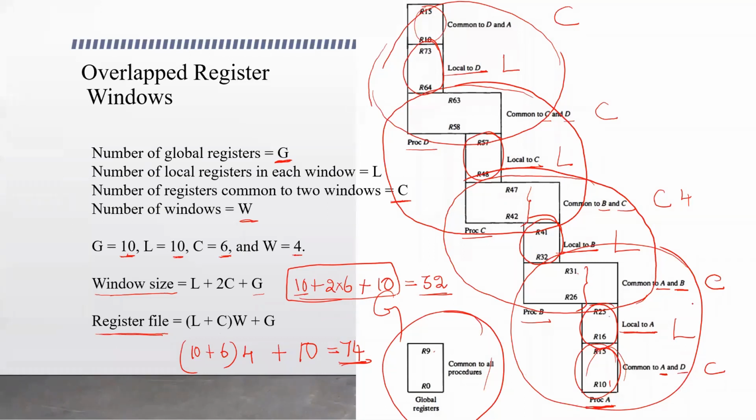And the second window: every window will have 2 common sets of registers and 1 local set of registers. Here for procedure B, the local registers are R32 to R41, and 2 common sets of registers. One is common between B and C and the other is common between A and B. So this forms a window. This way there are 4 windows.